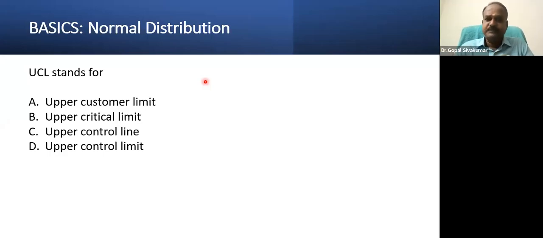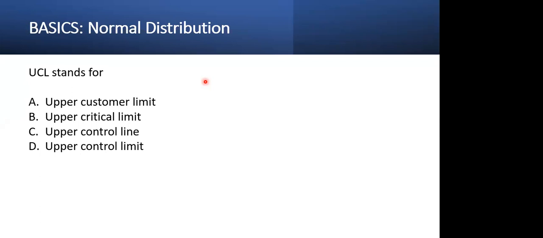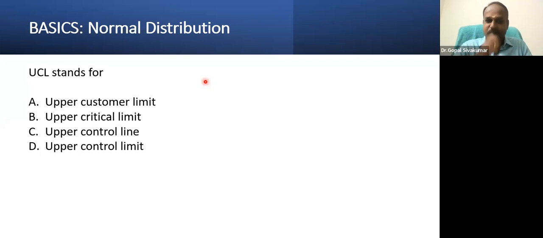First question. UCL stands for upper control limit. Very good, beautiful. So hope all of you are also clear with the expansion, upper control limit.